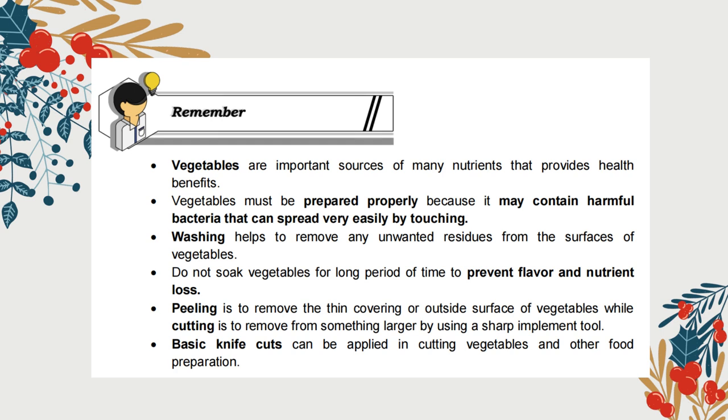Vegetables must be prepared properly because they may contain harmful bacteria that can spread very easily by touching. Third, washing helps to remove any unwanted residues from the surface of the vegetables. Fourth, do not soak vegetables for a long time to prevent flavor and nutrient loss. Fifth, peeling is to remove the thin covering, while cutting is to remove a piece from something larger by using a knife. Lastly, basic knife cuts can be applied by cutting vegetables and other food preparation.